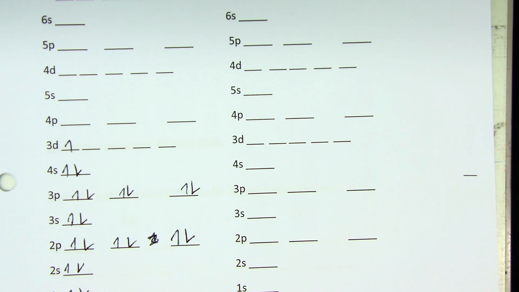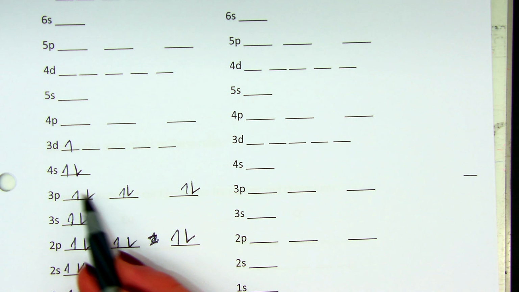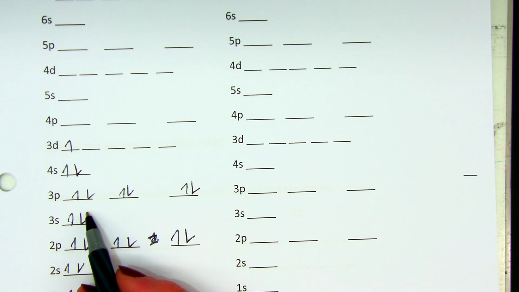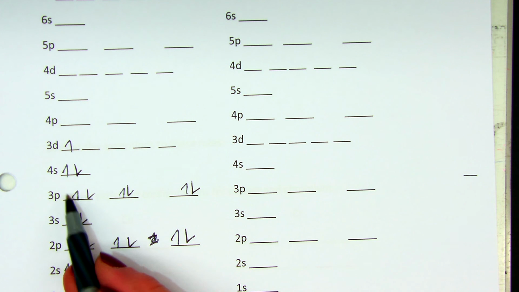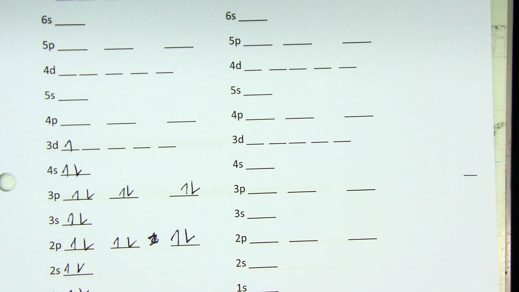Now, even though the 4S electrons go in before the 3D, how many valence electrons does this have? How many electrons with the highest N value? It has 2. The valence electrons are the 4S electrons.